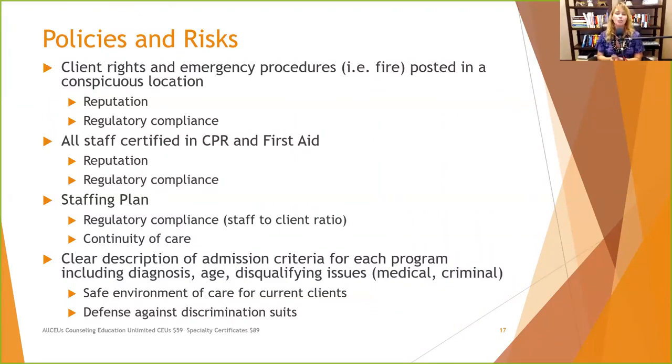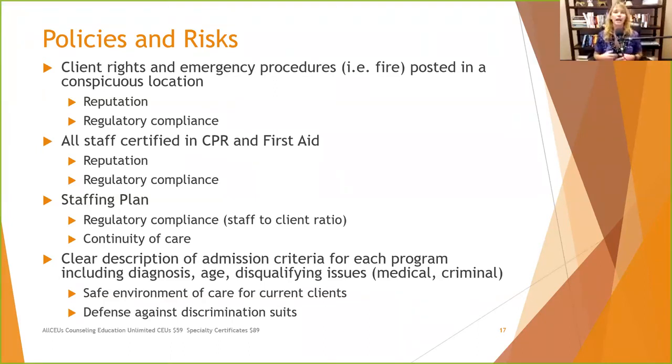Have a clear description of admission criteria for the program, including diagnosis, age, and disqualifying issues. You're not going to want to have juveniles in with adults for a whole lot of reasons, but you want to have that written out. Disqualifying issues can be like medical instability or certain criminal charges. It creates a foundation so you have a safe environment for current clients and defense against discrimination suits.